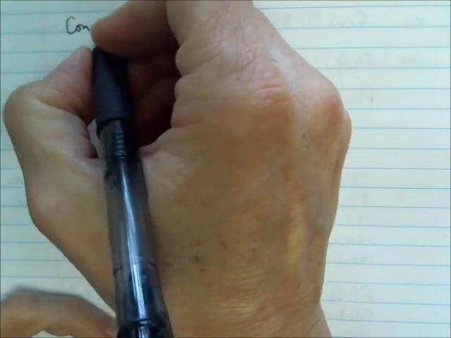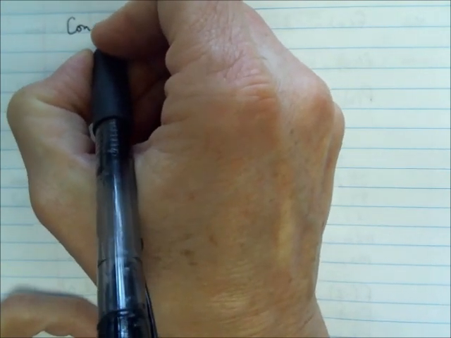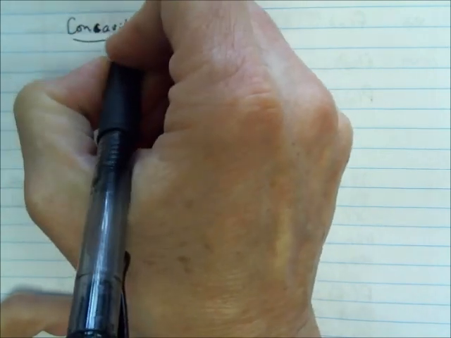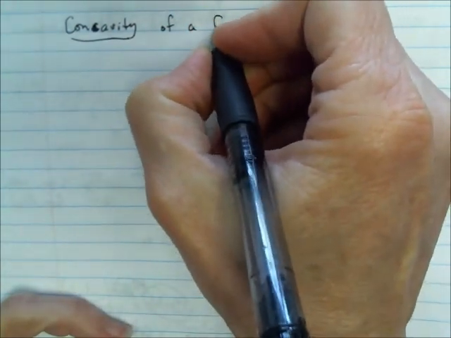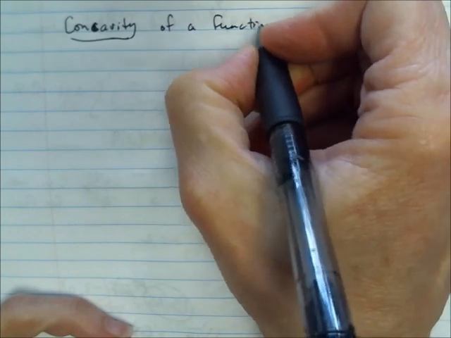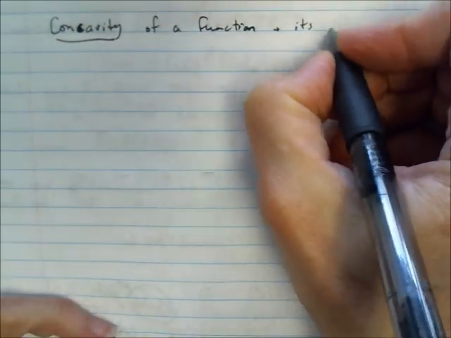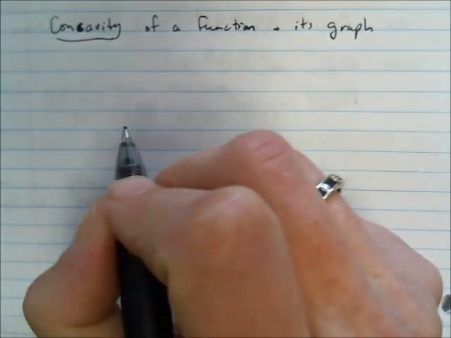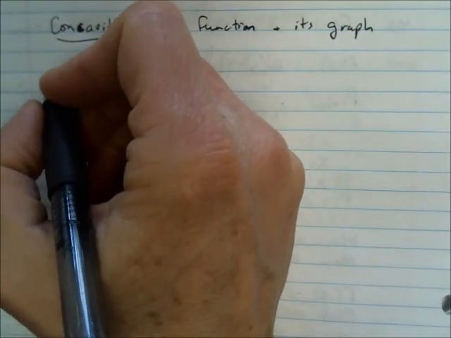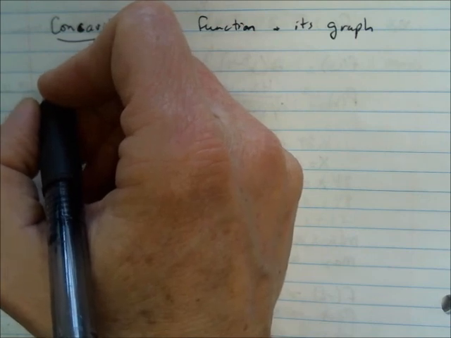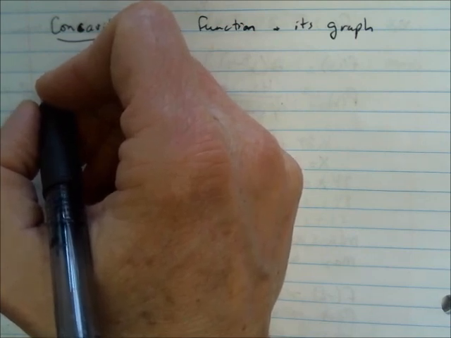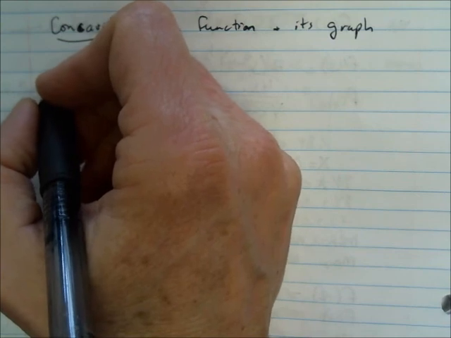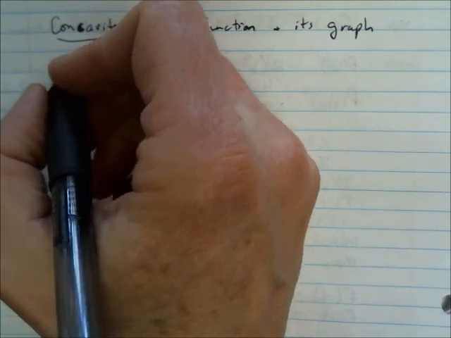Today we're going to look at a couple of new vocabulary words. First one is concavity, C-O-N-C-A-V-I-T-Y, concavity of a function and its graph. First of all, we'll start with the formal definition, and then after I tell you what the definition is, I'll draw you a graph of what the concavity of a function means, and I think it'll become very apparent after you see the graph.